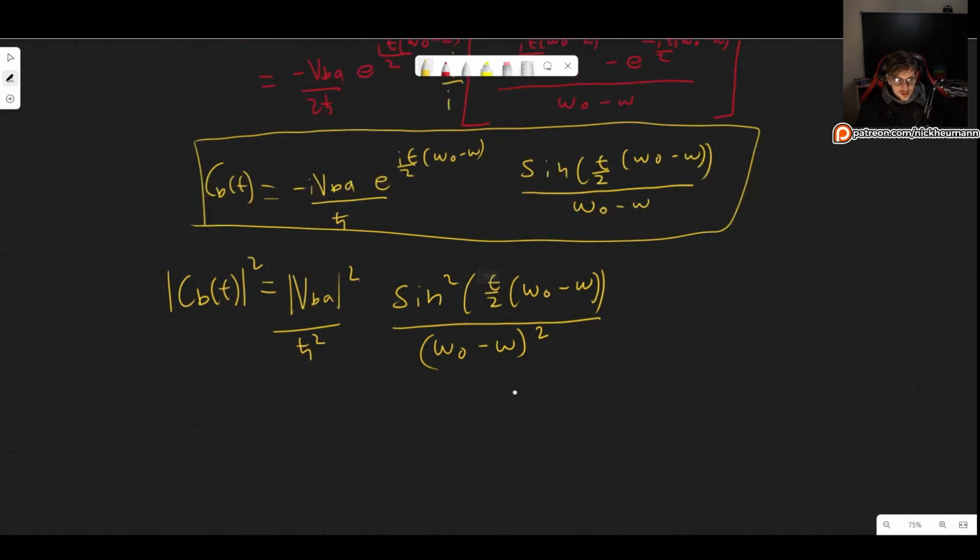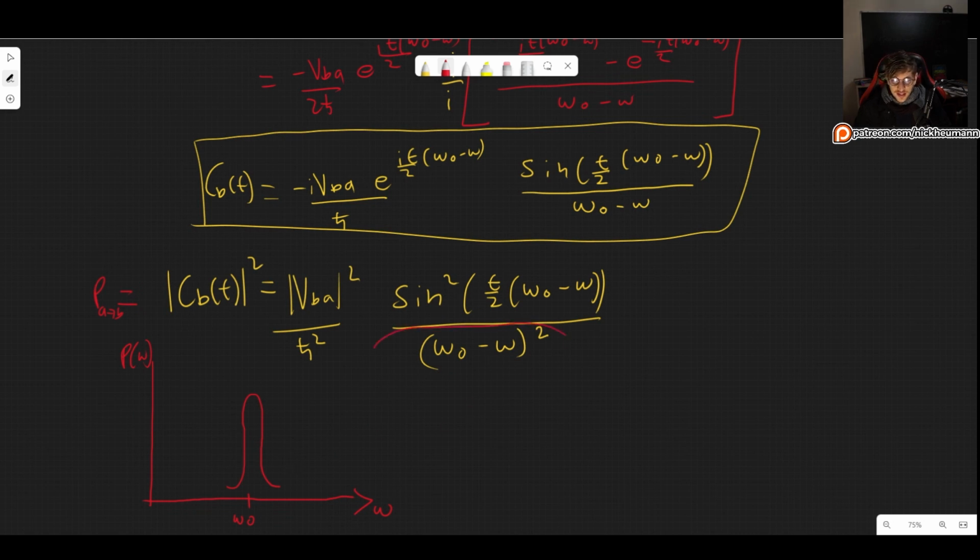And why is this so interesting? Right, we can do a quick sketch just to understand how this probability works. So if we just call this the probability of transition from A to B, we can see how this works with the frequency of the perturbation, the driving frequency omega. So what we know is that when omega and omega 0 are very close to each other, this will become very, very large. So that means that we will have some peak at omega 0. So if this is omega, at omega 0 we'll have a peak, and then it will become smaller as we go further away.